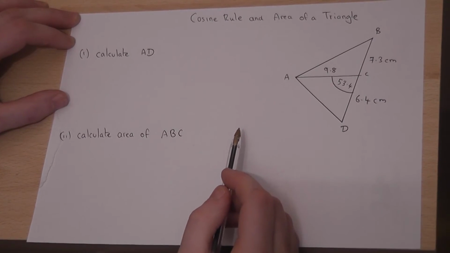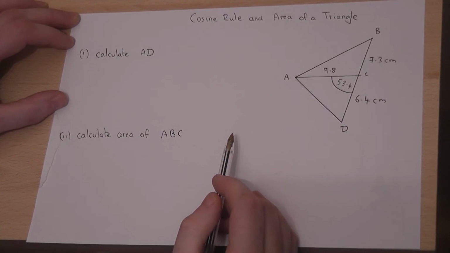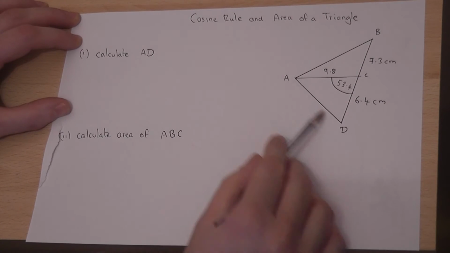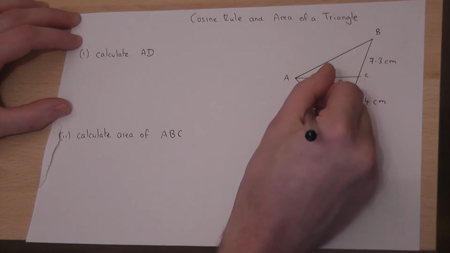This video looks at a fairly routine example of the cosine rule and also how to find the area of a triangle. Now in part 1 we're asked to find AD. So this is the length within this triangle here. So let's call that x.